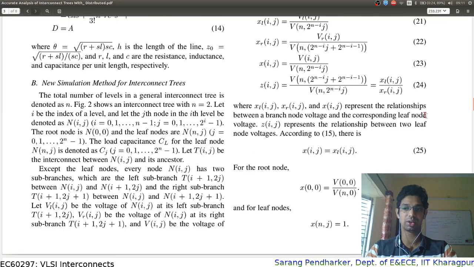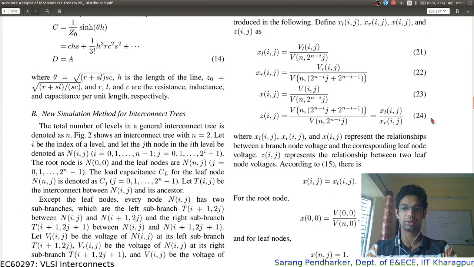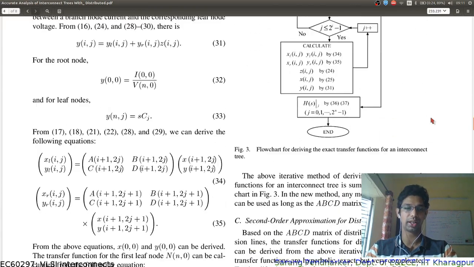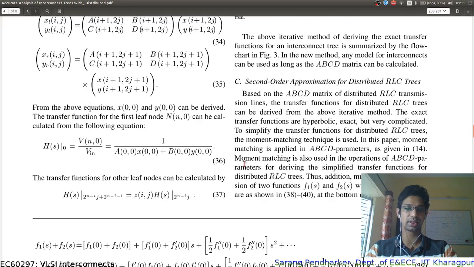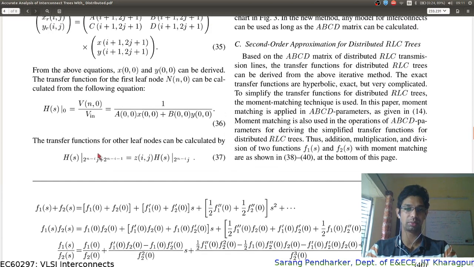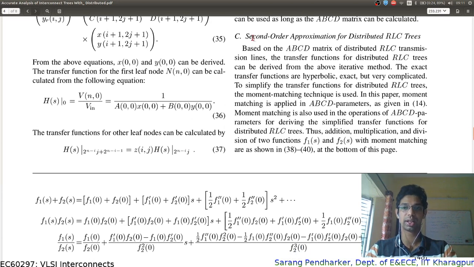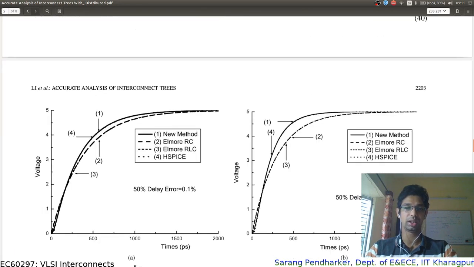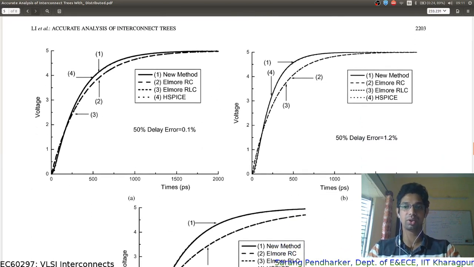There is a fair bit of arithmetic and algebraic manipulation that is required to finally get an expression for HS, and from HS they approximate it to the second order approximation for distributed RLC trees. So they use this again. So the main thing I want to emphasize here is that based on the ABCD parameters, they are comparing their results with the previous methods.